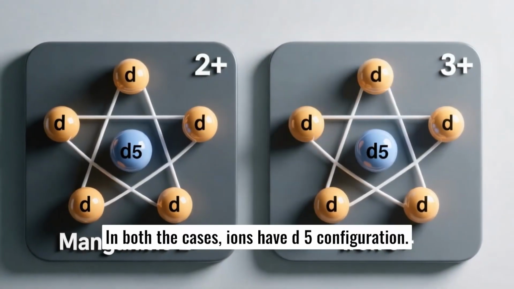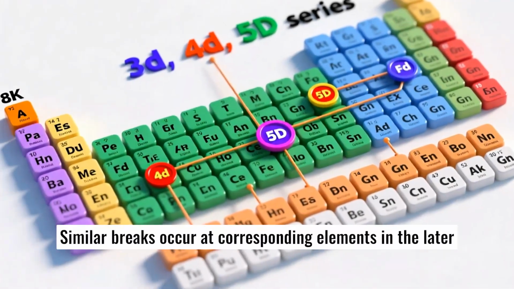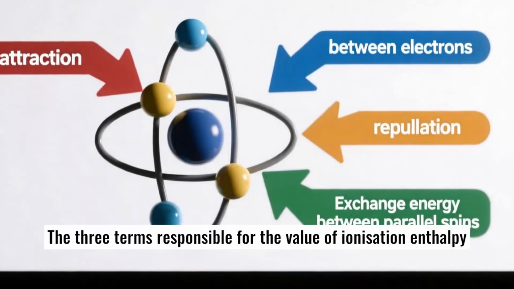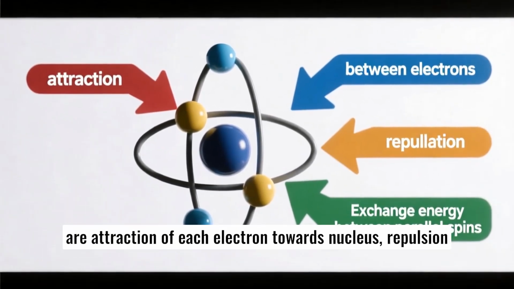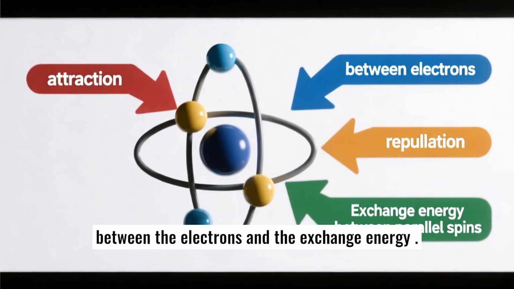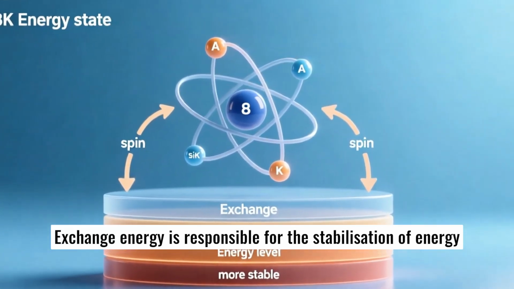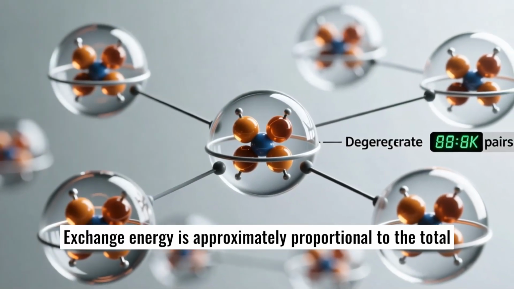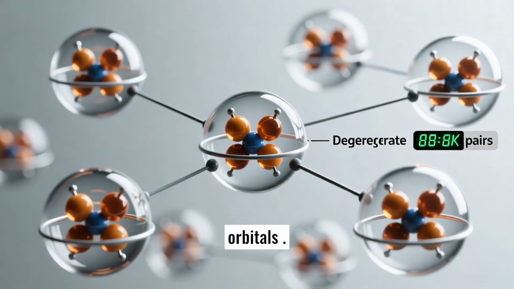In both the cases, ions have d5 configuration. Similar breaks occur at corresponding elements in the later transition series. The three terms responsible for the value of ionization enthalpy are attraction of each electron towards nucleus, repulsion between the electrons, and the exchange energy. Exchange energy is responsible for the stabilization of energy state. Exchange energy is approximately proportional to the total number of possible pairs of parallel spins in the degenerate orbitals.